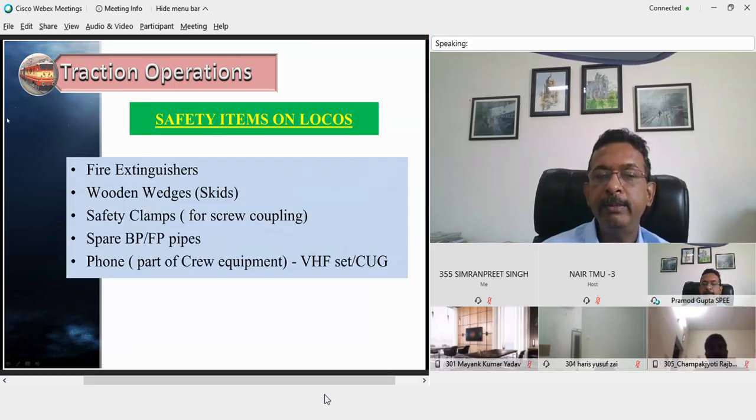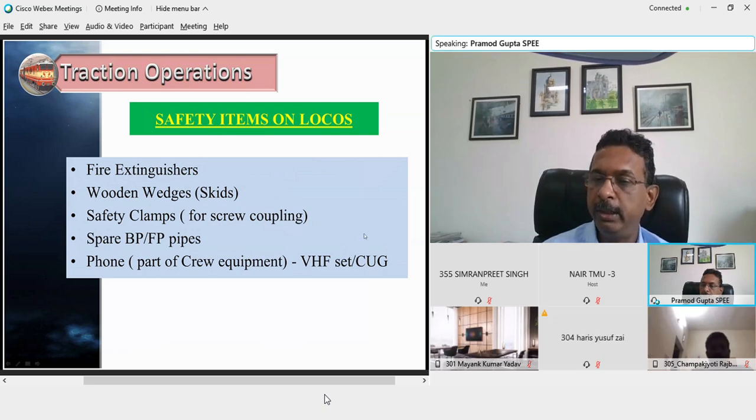These are some of the safety items which are part of the locomotive, and he is not supposed to load or unload them for the start of the journey. Fire extinguishers, wooden wedges, safety clamps, spare BPFP pipe, and the phone was earlier part of the crew equipment. We had VHF set. We also still are giving VHF set, but CUG is now universally accepted, and the network connectivity is very good all along the route. So CUG has now become the preferred mode of communication between the crew and the controller.